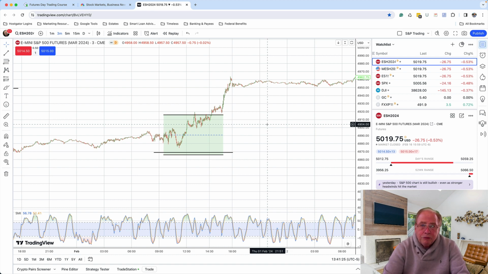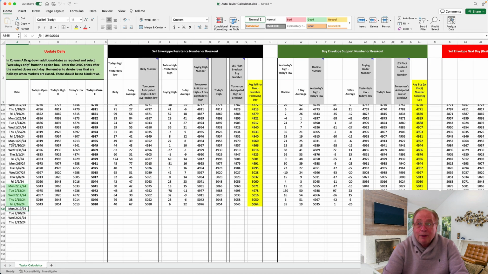But I always use numbers as my main point when I trade to consider where the market is going to go. Now, nobody knows where the market is going to go, except the numbers do provide a clue. So how do I get these numbers? Well, first of all, I use the Taylor trading calculator to calculate the trading zone support and resistance for the following day. And you're looking at my Taylor calculator.